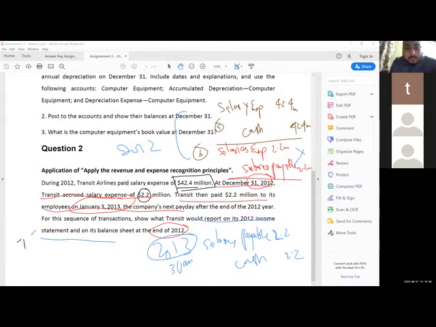So in the income statement, if you see from these entries, salaries expense for 42.4 and 2.2 would be 44.6 million, right? That is the expense. Why salary expense? Because the income statement records revenues and expenses, not the liability. Liability will be recorded in the balance sheet.